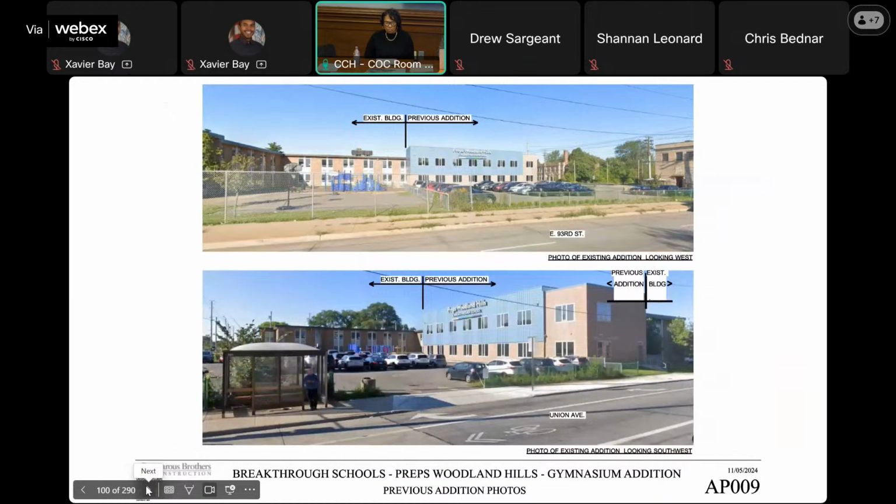The next page, we'll see some existing photographs. So this is the upper photograph is from East 93rd Street. Again, this is the primary facade of the building now. It looks a little washed out. That blue panel is really more of a navy blue or a richer blue than how it appears here. But that's the materials we'll be replicating in the new building. Another view from Union Avenue, just showing how the 2019 building relates to the 1969.